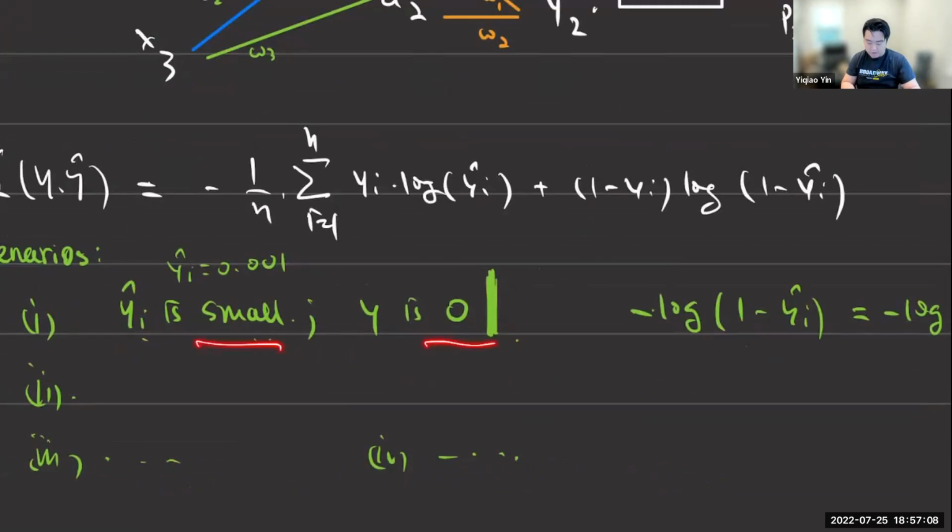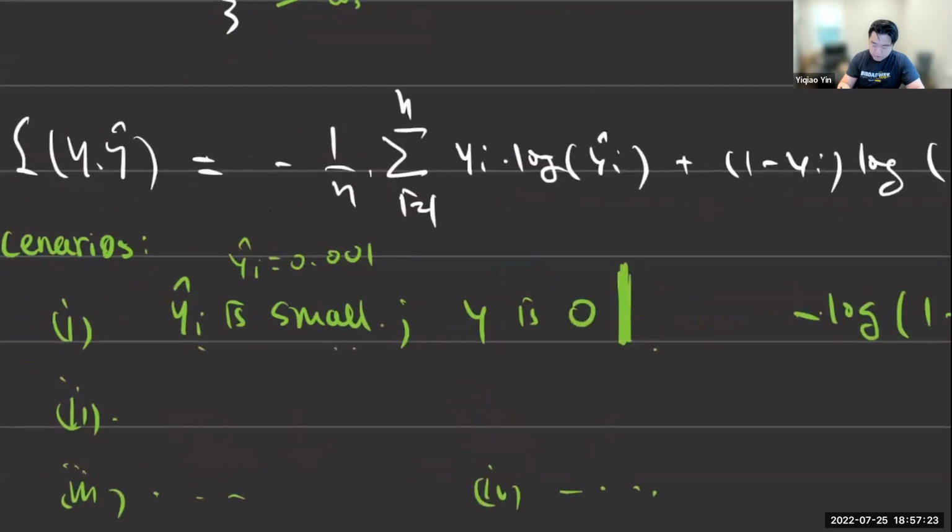This is small, this is 0. Or this is small, this is 1. Or this is big, this is 0. Or this is big, this is 1. There are 4 scenarios. 2 and 2, that's 4, right? So then you can work out the rest of the math.